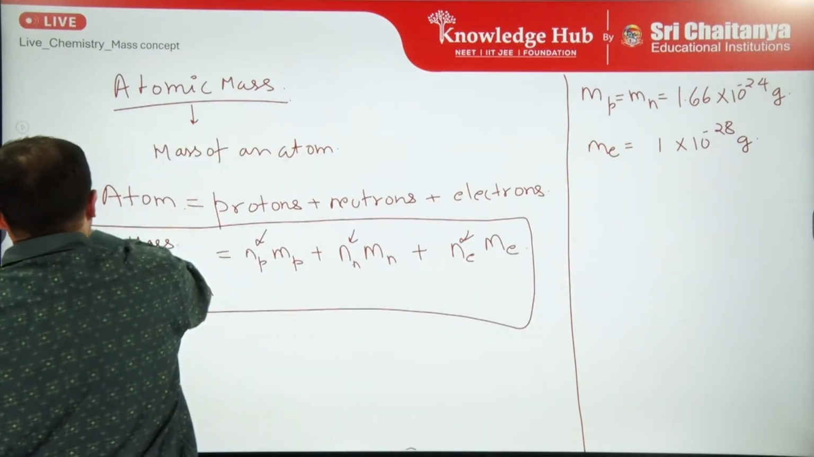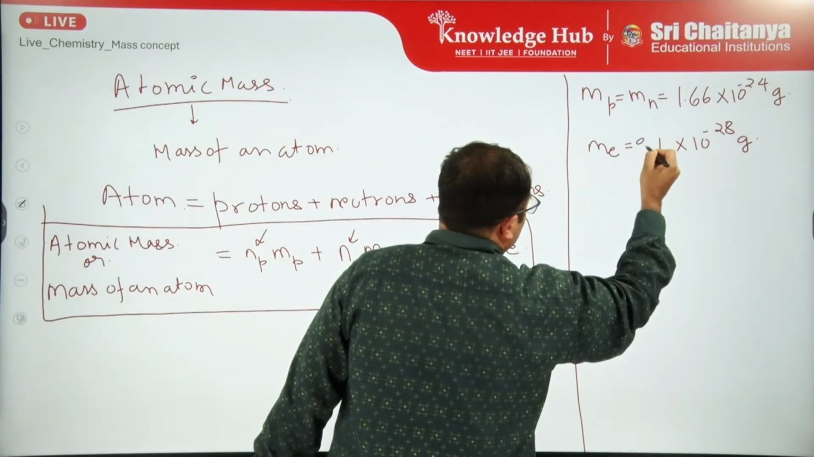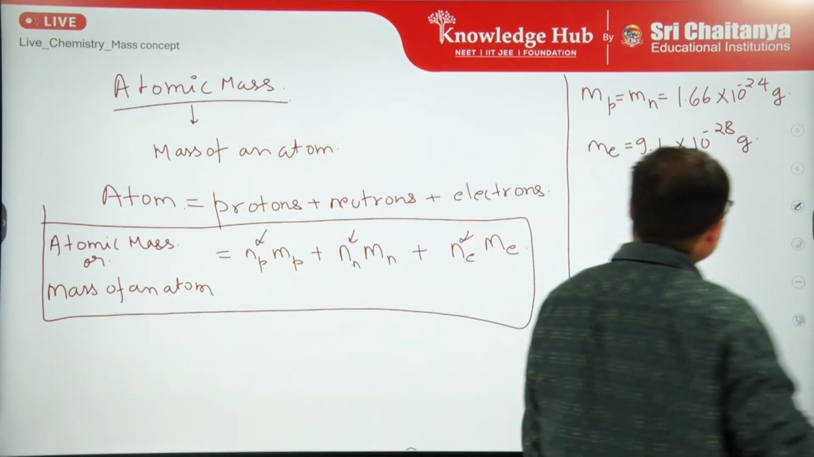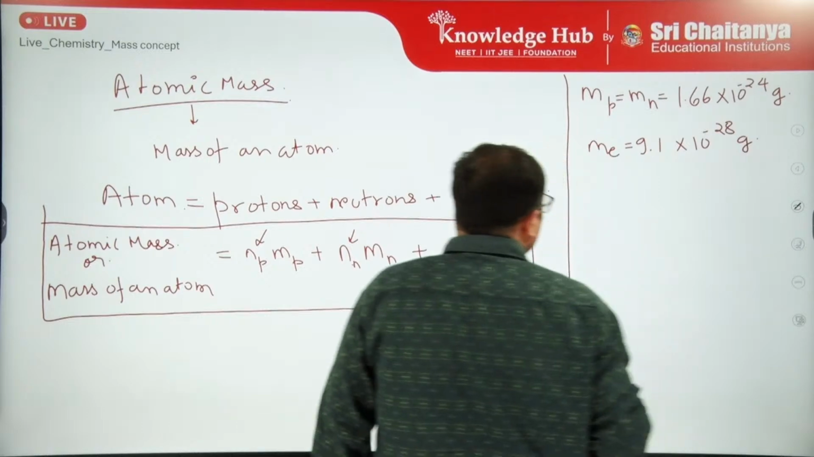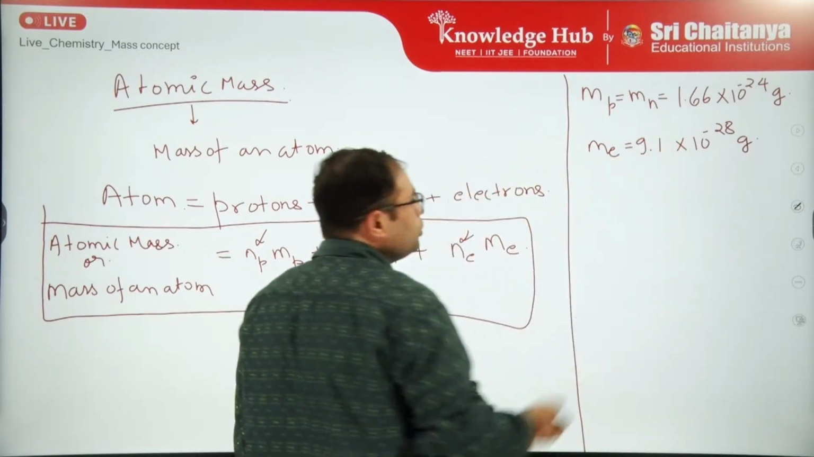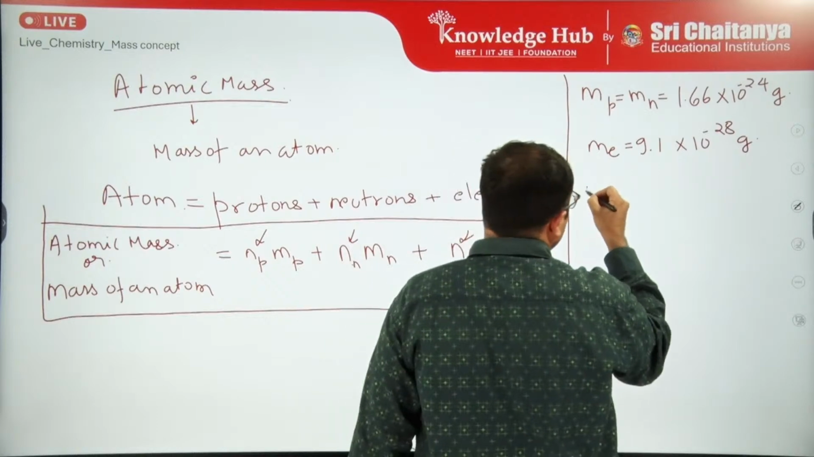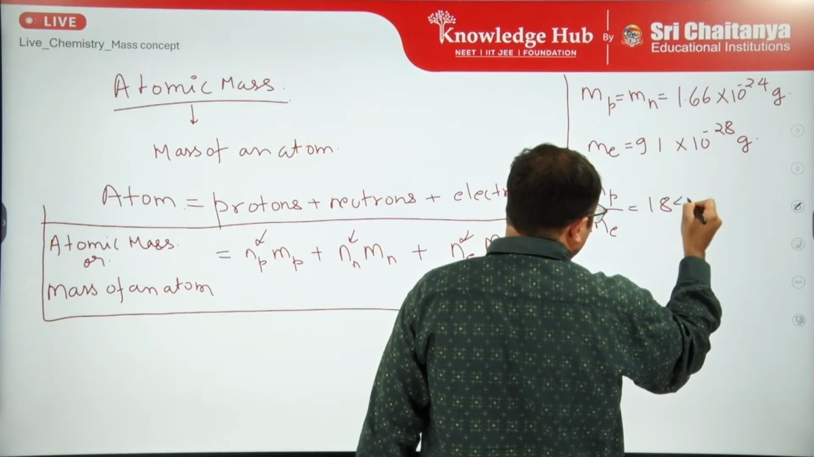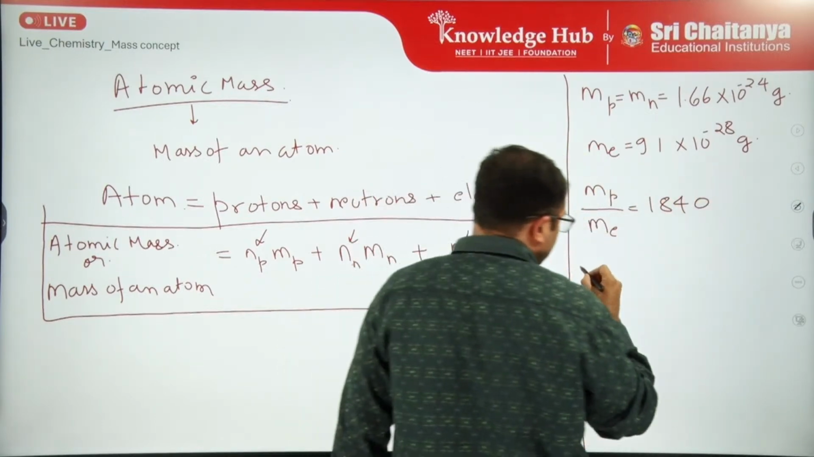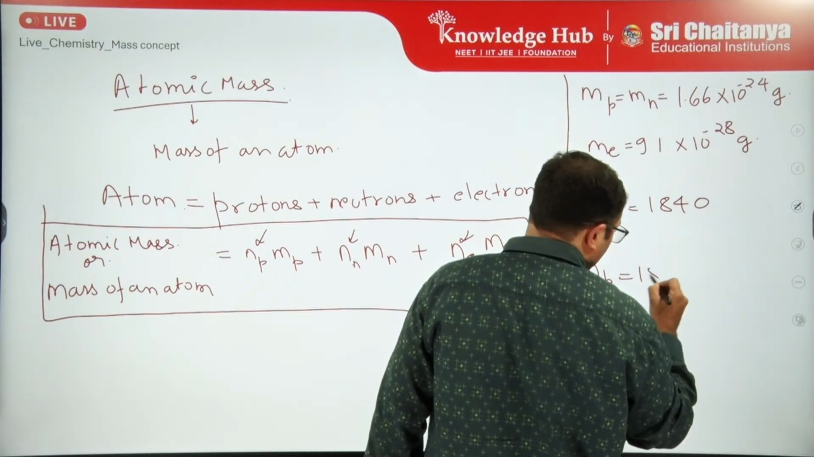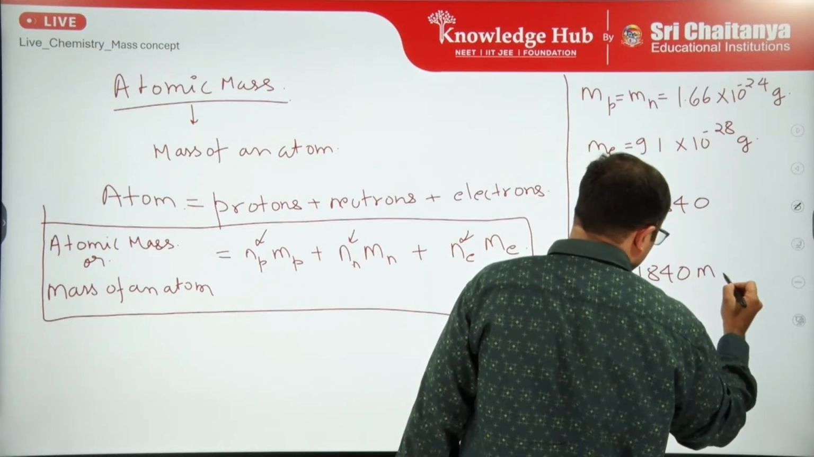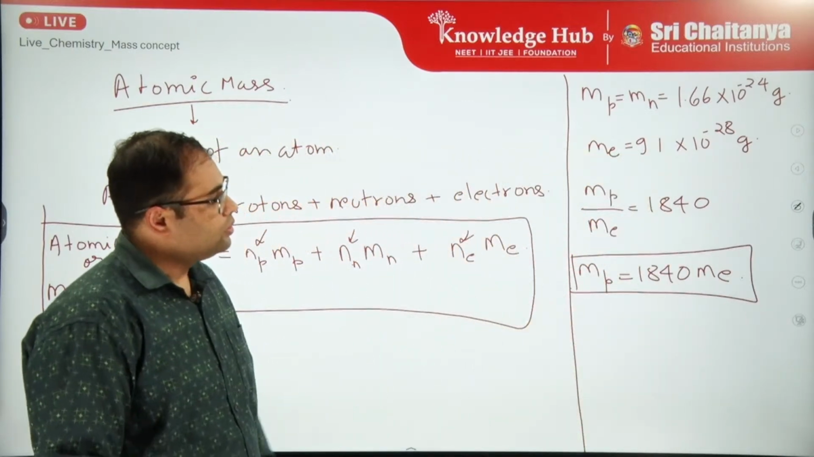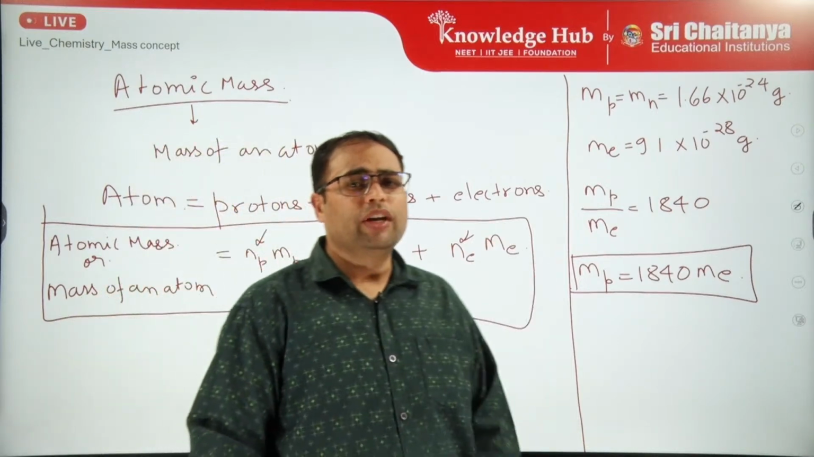Let us write this down. 9.1, right? Now if you take the ratio here, mass of proton divided by mass of electron, you will get a number around 1840. It simply means that mass of proton is 1840 times mass of electron, right? So why did we do this?